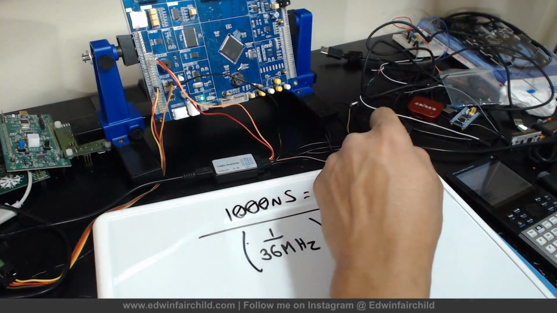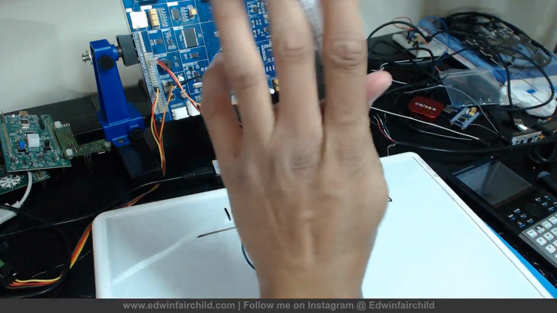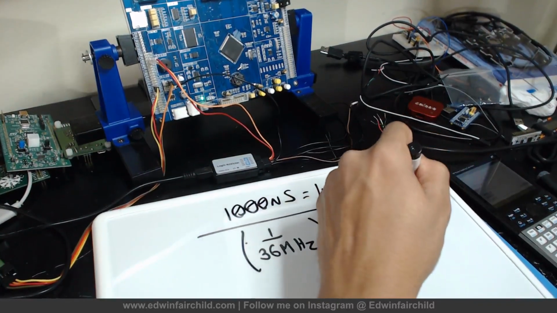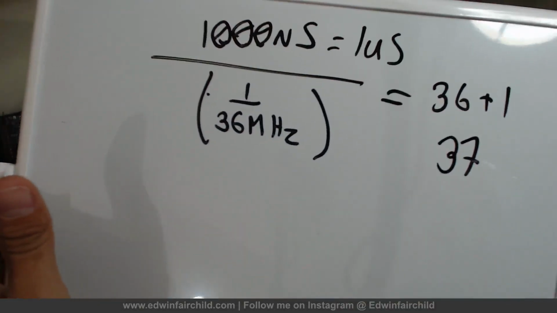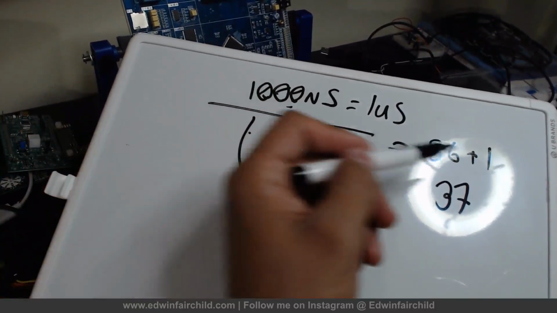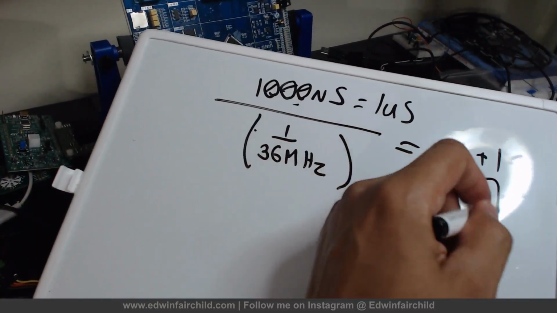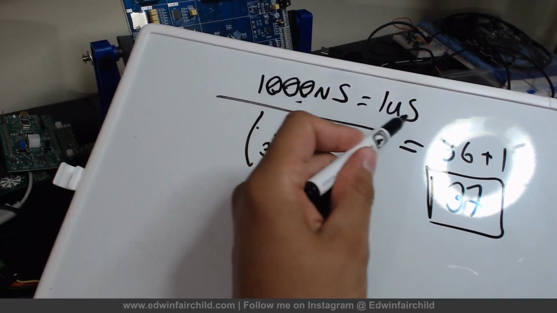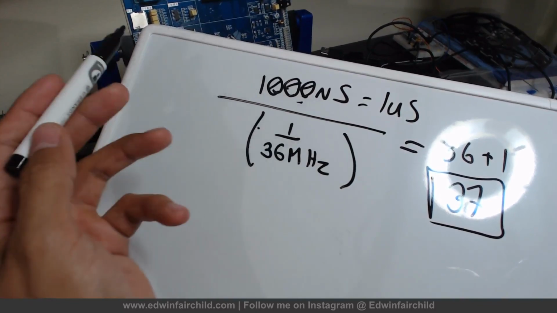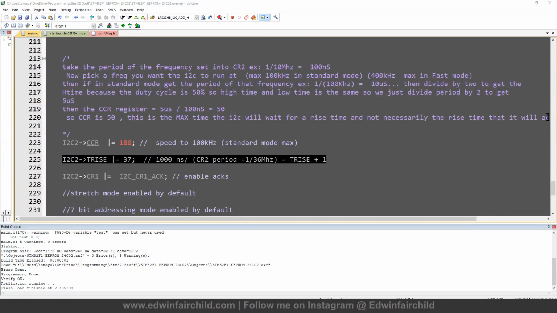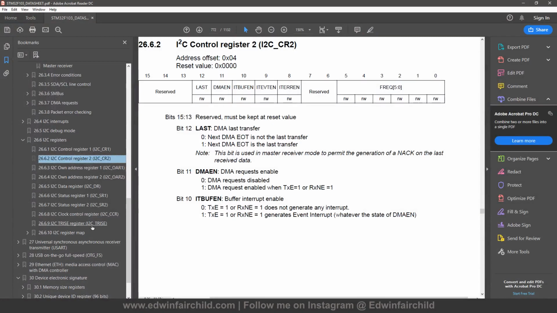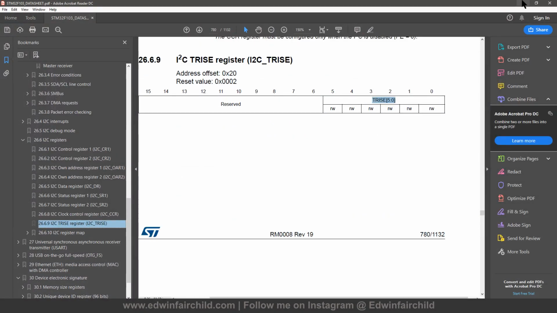You'll get the number 36. Then you're gonna add 1 to that number, and you will get the number 37. And I repeat, I'm getting this from the data sheet. Don't ask me why it's 1,000 and why we're gonna add 1, but there you go. So 1,000 nanoseconds, or 1 microsecond, divided by the period of that APB1 bus, and you get the number 37. And then that will go in this T rise register, or section of your register. That goes right here. Okie dokie.